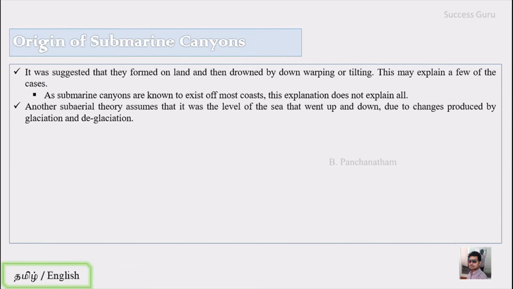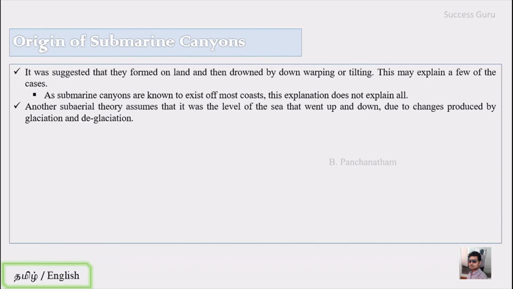Another subaerial theory assumed that it was the level of the sea that went up and down due to the changes produced by glaciation and deglaciation. As you know, when glaciation takes place, what happens? The mean sea level falls due to the maximum formation of glaciers, and when there is a deglaciation, what happens? The melting of glaciers takes place, and that results in the rising of the mean sea level, right?